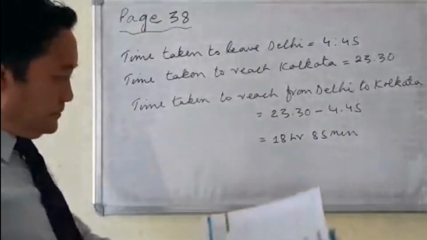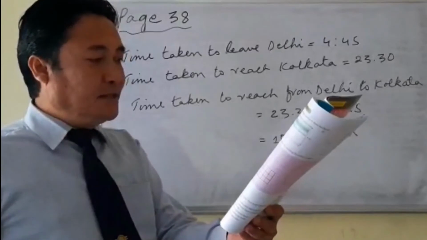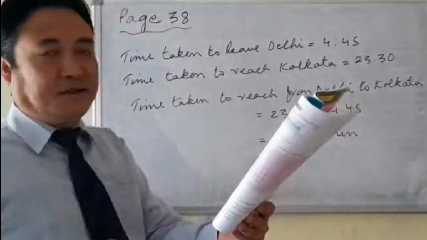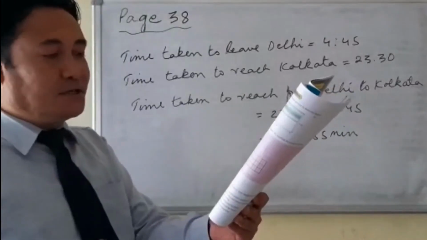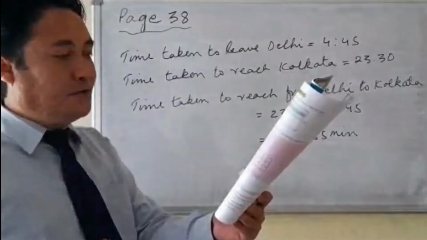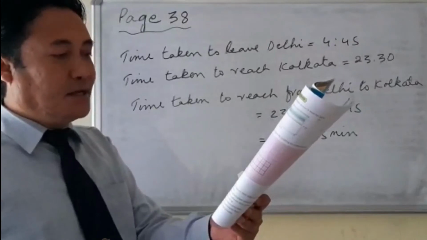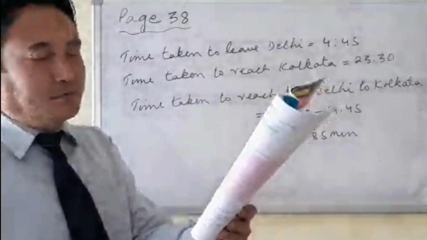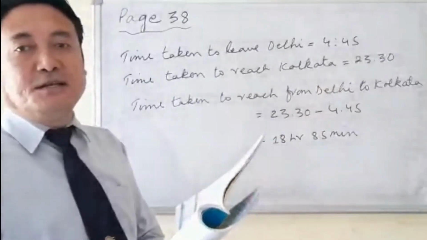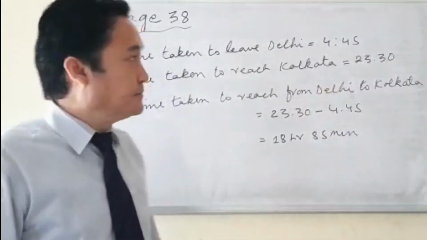Now the last question. A train leaves Delhi at 4:45, that is 4 hours 45 minutes, and reaches Kolkata at 23 hours 30 minutes. Calculate the time taken by it to reach from Delhi to Kolkata. So how much time is needed to reach from Delhi to Kolkata?